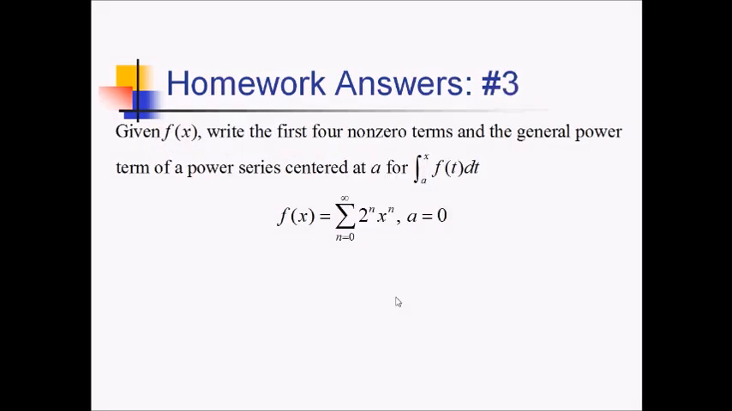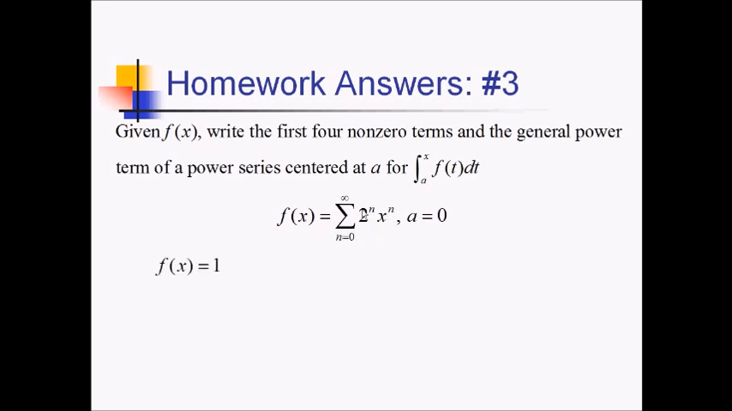For number 3, we essentially want to take the integral from a to x of this function here, where a is 0. So let's write out the original function first. And since they want the first 4 non-zero terms in the general term, we're going to write out 4 of these. So first term is going to be 1 if you plug 0 in for the n's.